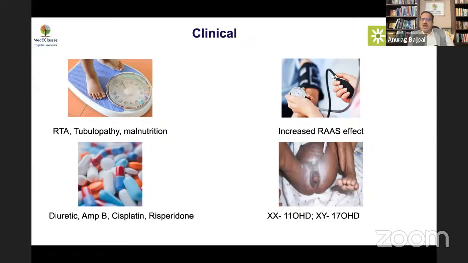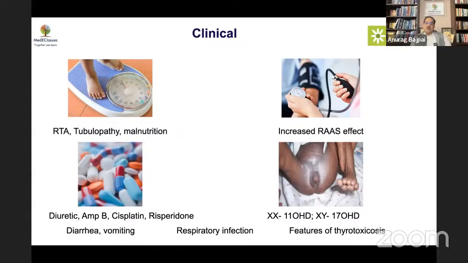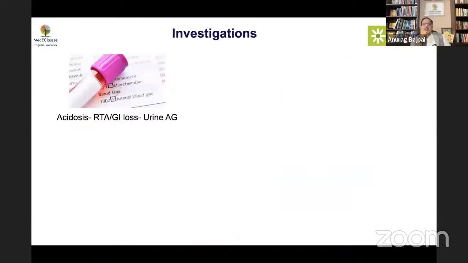DSD, again, as we have discussed earlier, Dr. Manoj talked about, if you have a XX DSD with hypokalemia, think of 11-hydroxylase deficiency. XY DSD with hypokalemia, think of 17-hydroxylase deficiency in that scenario. Take a comprehensive history of diarrhea and vomiting, along with respiratory features, and sometimes thyrotoxicosis can also cause hypokalemia, which we need to be aware of in that regard.